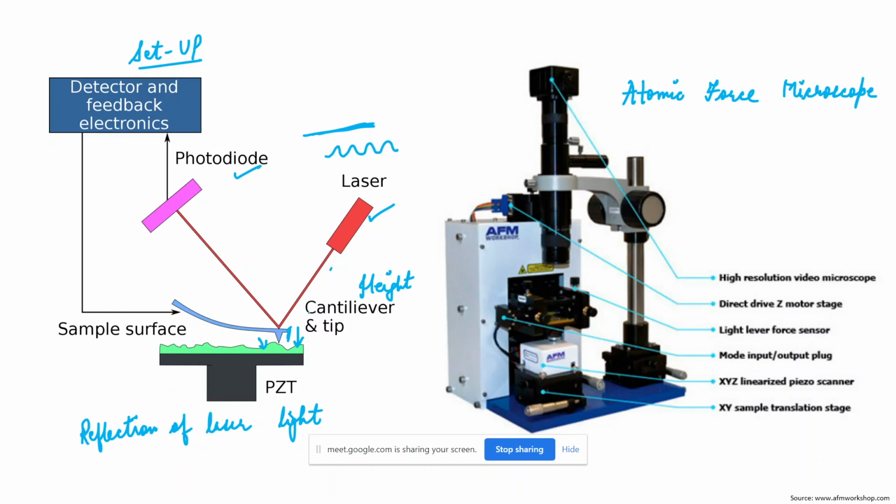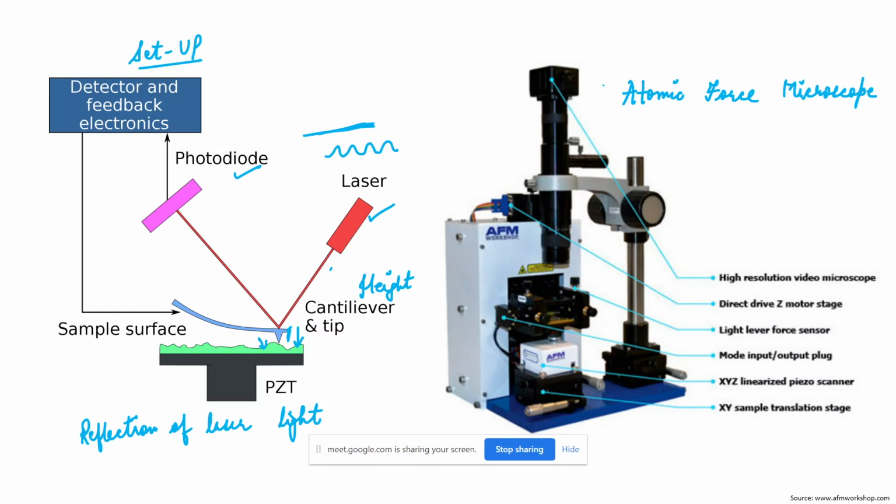So this is the basic principle of the atomic force microscope. However, as the name suggests, atomic force, there is no nuclear force or anything like that involved. And this photodiode is the main detector which measures the output of how much laser is being reflected depending on the kind of sample surface which is there.